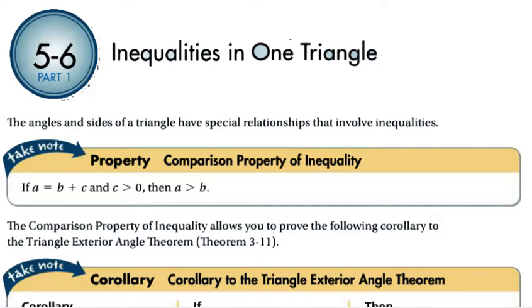And we're going to limit it in this lesson to just one triangle and look at what different kinds of properties exist between the angles and the sides. And the first property we're going to talk about is called the comparison property of inequality.